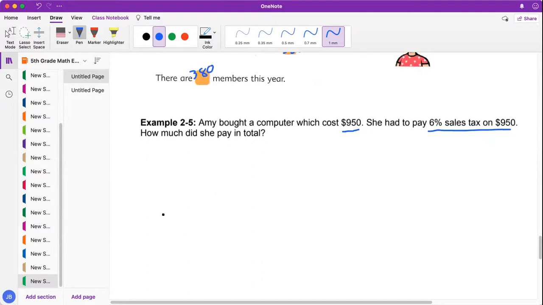Anybody else? Kong, you had your finger up. Hanjin, what do you think? Is our price going to go up or down after the 6%? Up. Okay, perfect. Good. So we're on the right track.